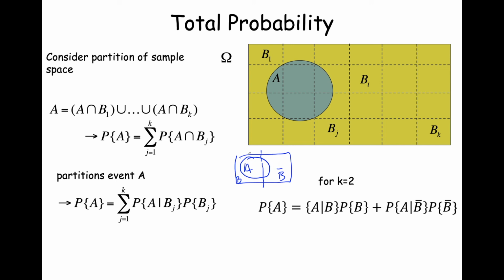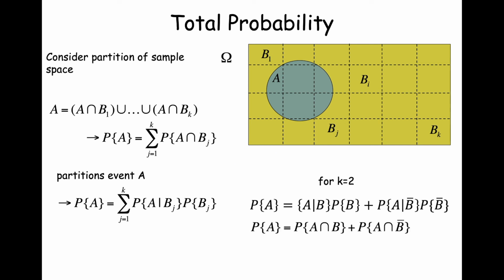So if we want the probability then of A, well, we plug in K equals 2 in this example. That's the probability of A given B times the probability of the first piece, that's B, plus the probability of A given the second piece, that's B bar, times the probability of the second piece, which is B bar. So this is a direct application of the sum rule where the number of B slice partitions is equal to 2. So K equals 2 in this case.